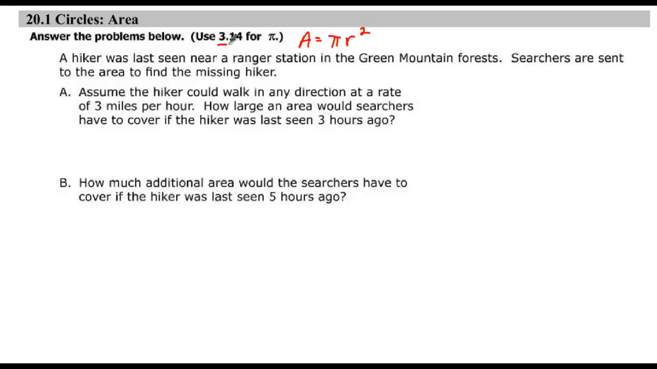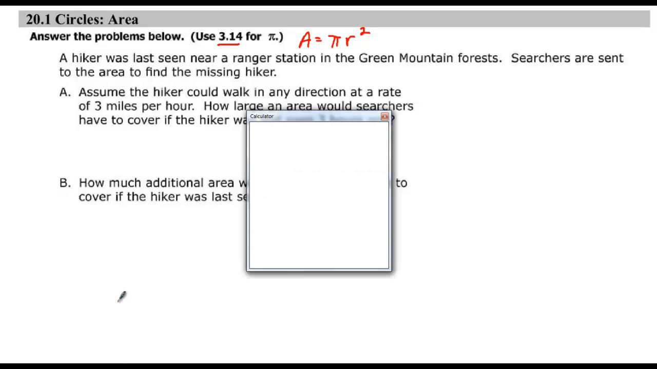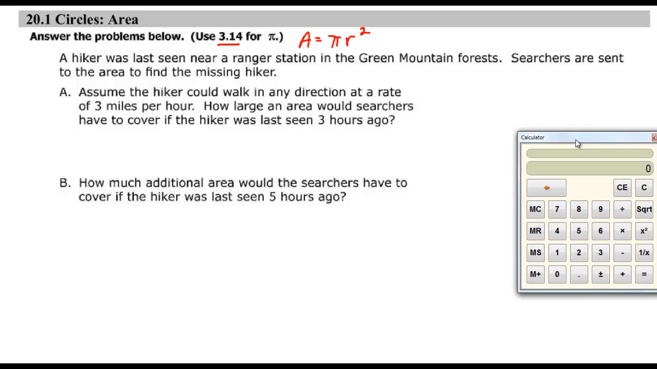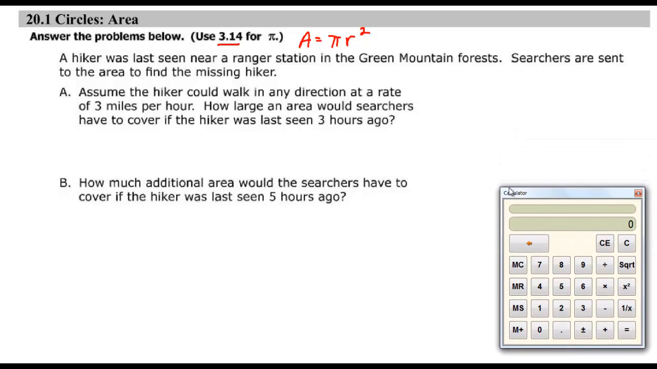And we know that we're going to be using 3.14 for pi, and we know that we're going to be using a calculator when it comes time to actually solve things. We're going to use real-world tools here. So the first thing we need to look at is the important information. And here's the important information.